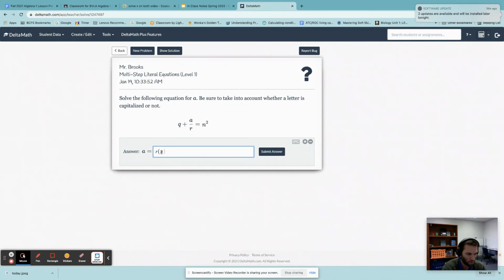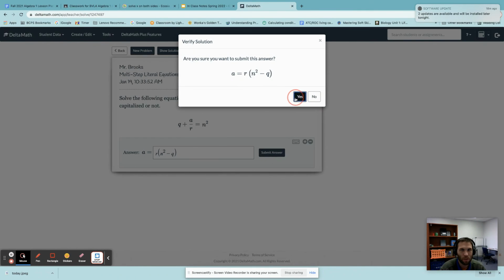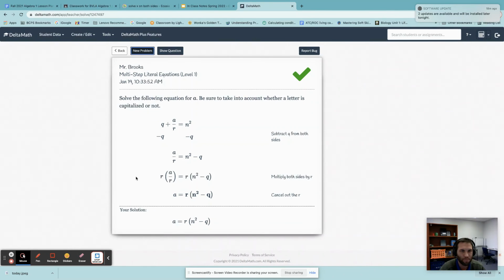R and shift 6. To get the exponent, you do shift 6. And that's what it is. That's solving literal equations. It literally is that.